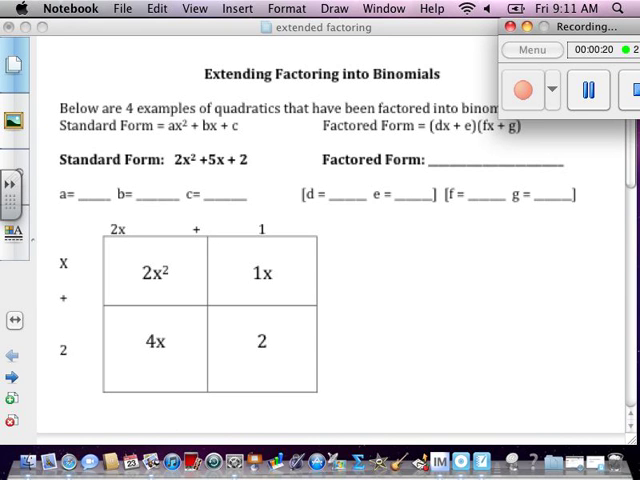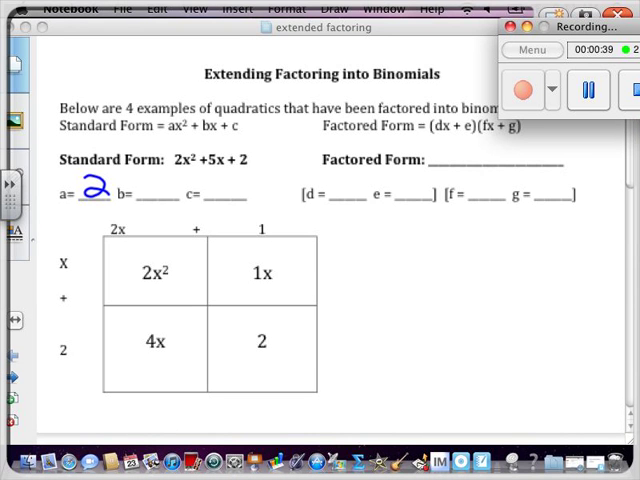We're all going to write this down, right? So we took our standard form and split it up so that we could do the factor, but we're not even going to do that right now. We're just going to list this. We can see that in our A place is 2, in the B place is 5, and in the C place is 2.